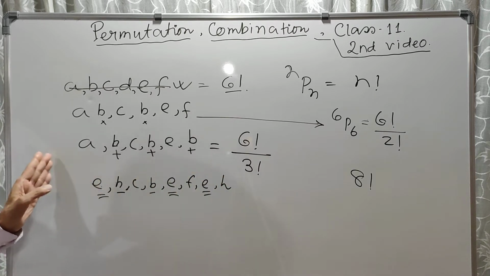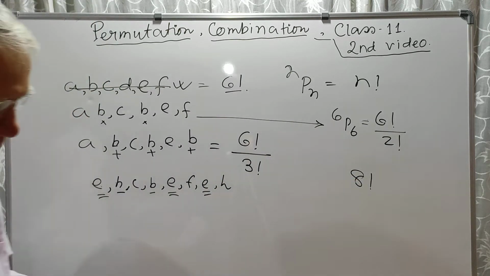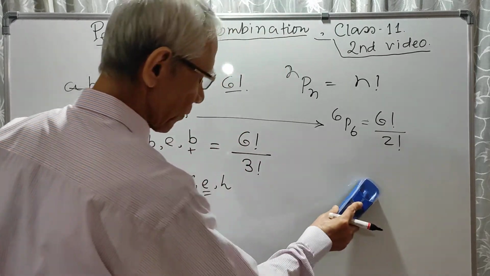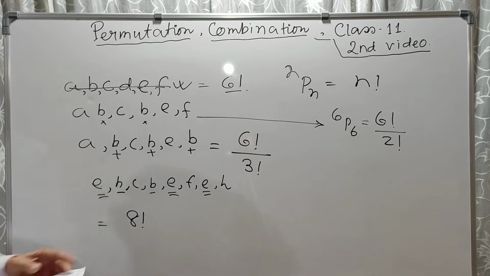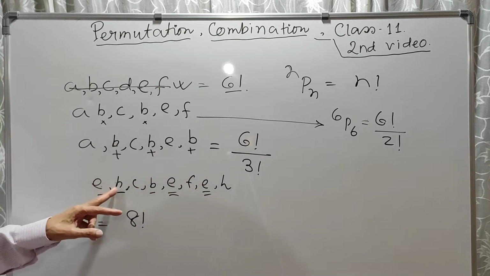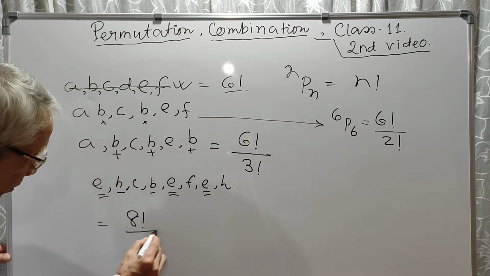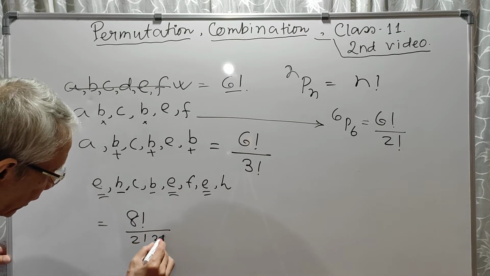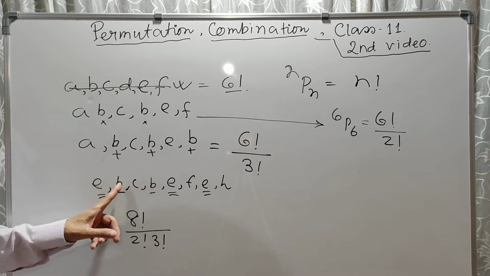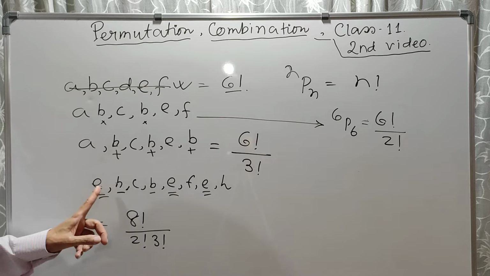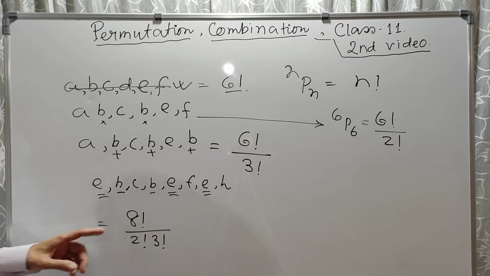If all are distinct, no repetition, then the number of permutations will be factorial 8. If all are different. But now here we see B 2 times and E 3 times. Therefore, you have to divide by 2 factorial and 3 factorial. Why 2 factorial? Because B is 2 times, so factorial 2. Then E 3 times, therefore divide by factorial 3. So this is the formula.